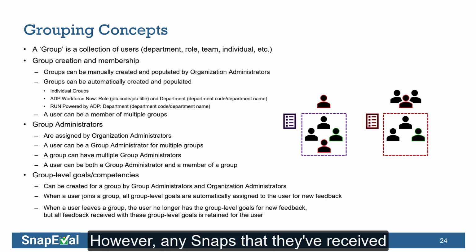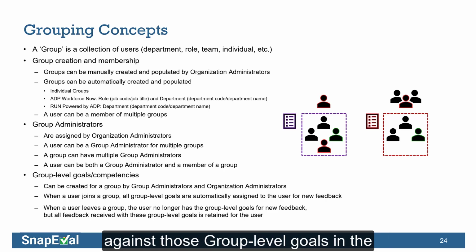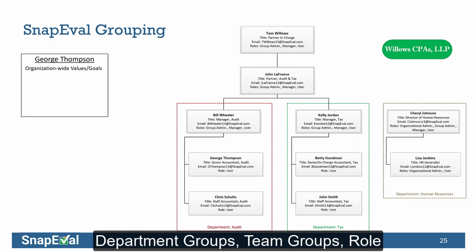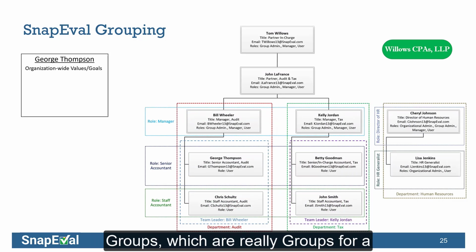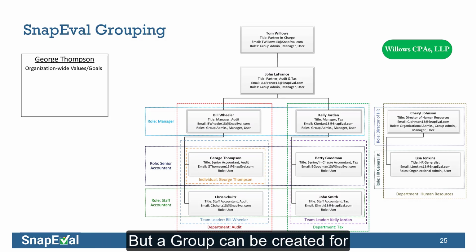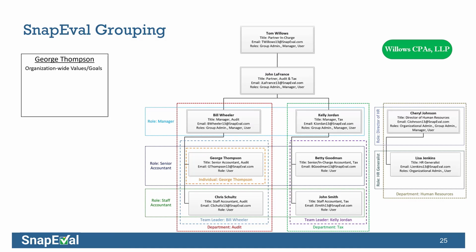However, any snaps that they've received against those group-level goals in the past are still retained for that user. In SnapEval, typical groups include department groups, team groups, role groups, which are really groups for a specific job, and groups for individuals. But a group can be created for any collection of individuals. One of the most powerful features in SnapEval is that group-level goals can be assigned to a group.